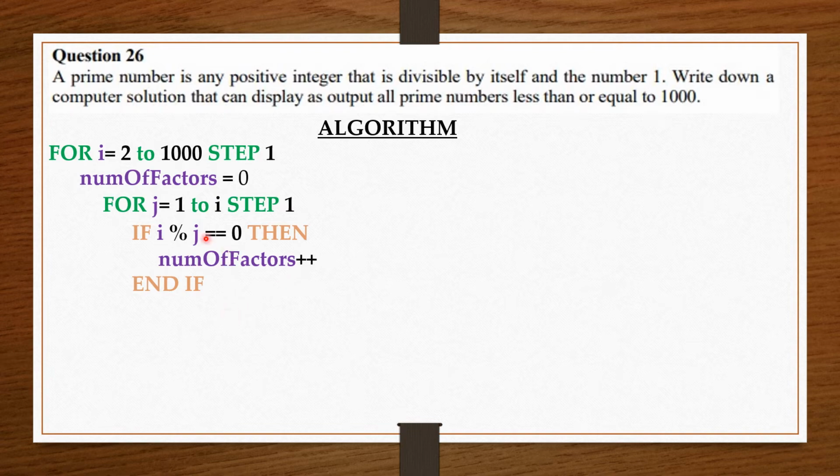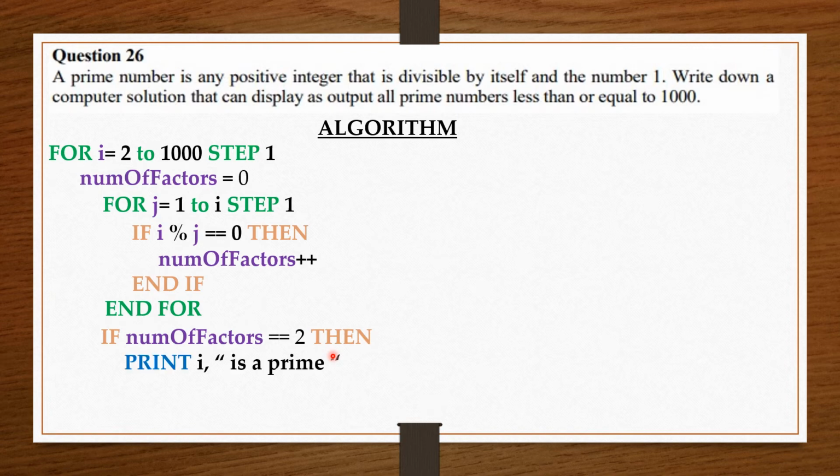So this inner for loop is going to run till I, and be counting each time. If that number goes into I without any remainder, then it will increase the number of factors by 1. Then outside this for loop, I'm going to say that if the number of factors of that particular I value, which is 2, is equal to 2, then that I is a prime number. End if, and then end for. Now, I'll go back to the top of the loop and then increase I by 1.